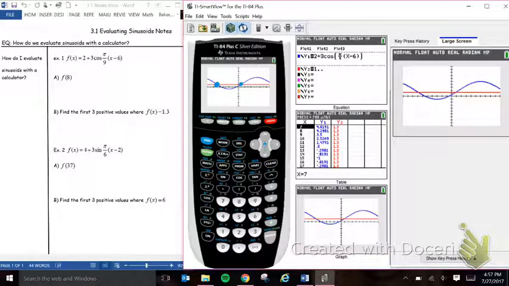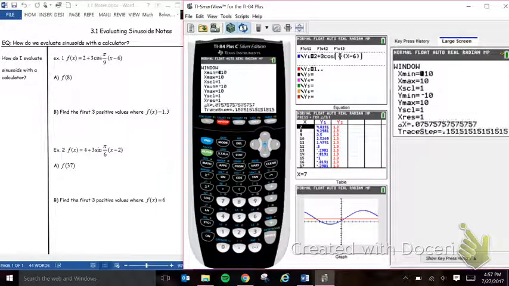Okay, so I do have one over here, but that's all I can see. So I'm going to need to change my window. On my window, I'm going to need to change my x values, because my y's are pretty good. So I'm going to make my x min 0, because I only care about positives. And then let's make our x max a little bit bigger. Let's go to 20 and see if that's enough.